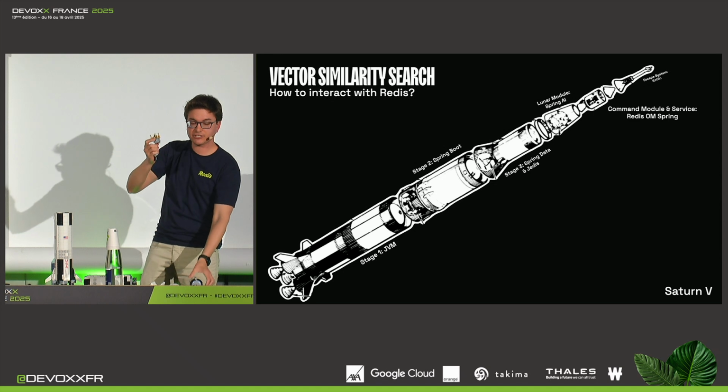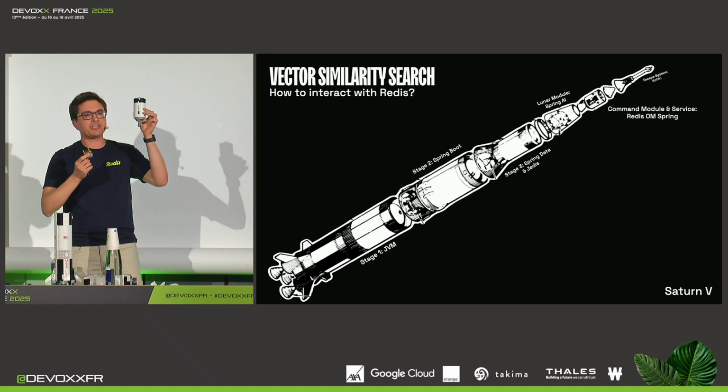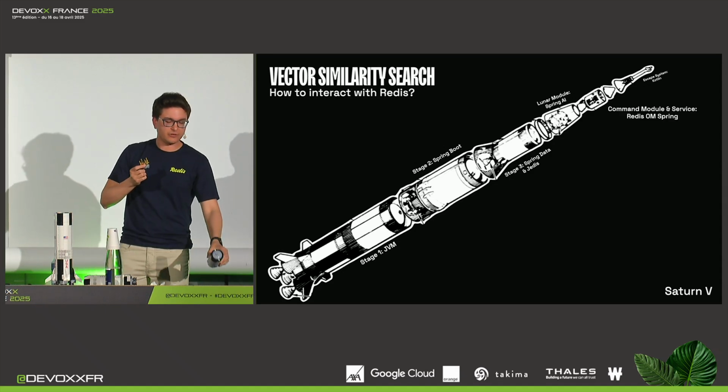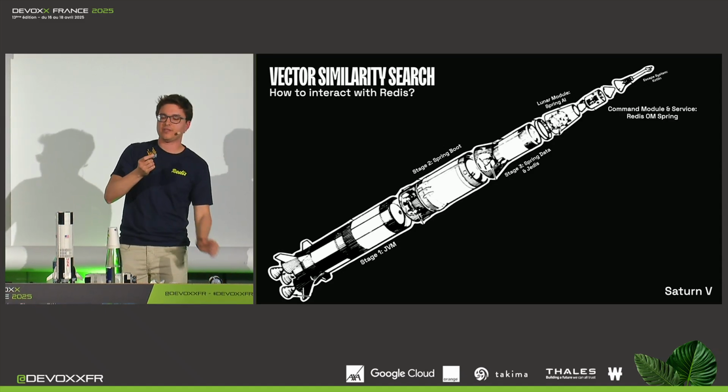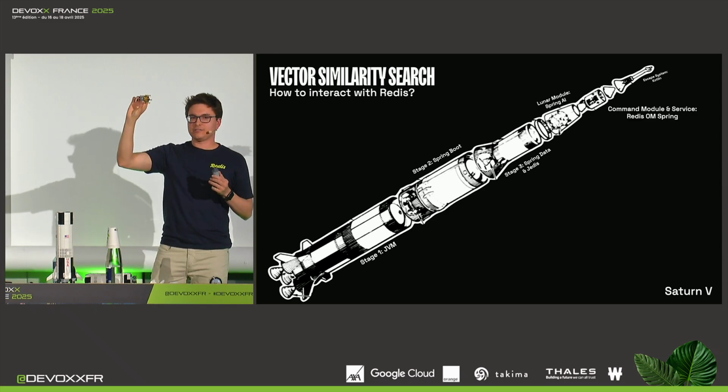All right? I forgot to mention the third stage is Spring Data and Redis. All right? Redis is the library used for connecting to Redis from within Java. All right? And the lunar module is a Spring AI that we're going to be using today as well.